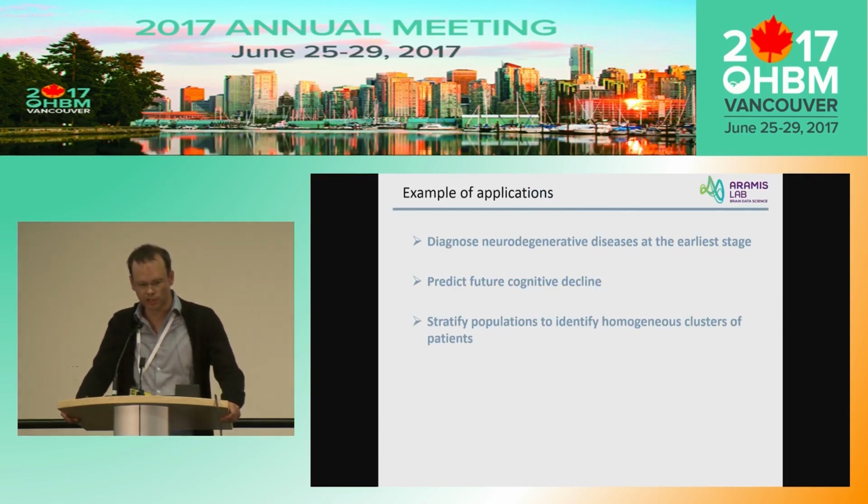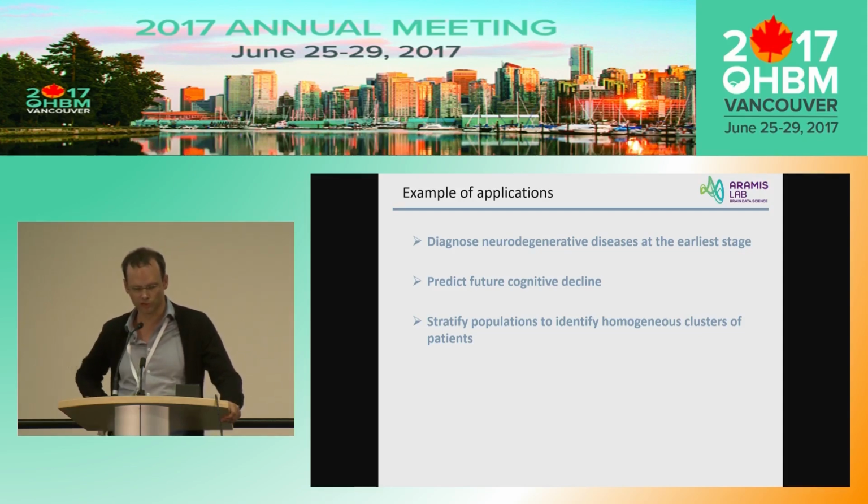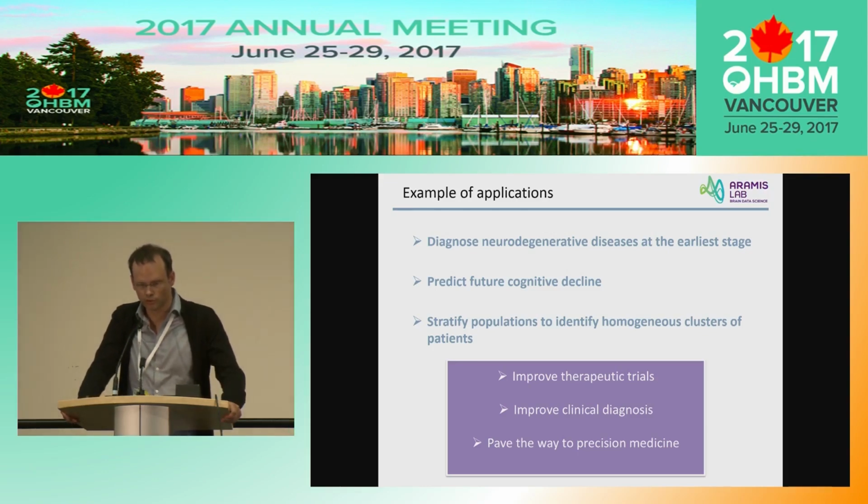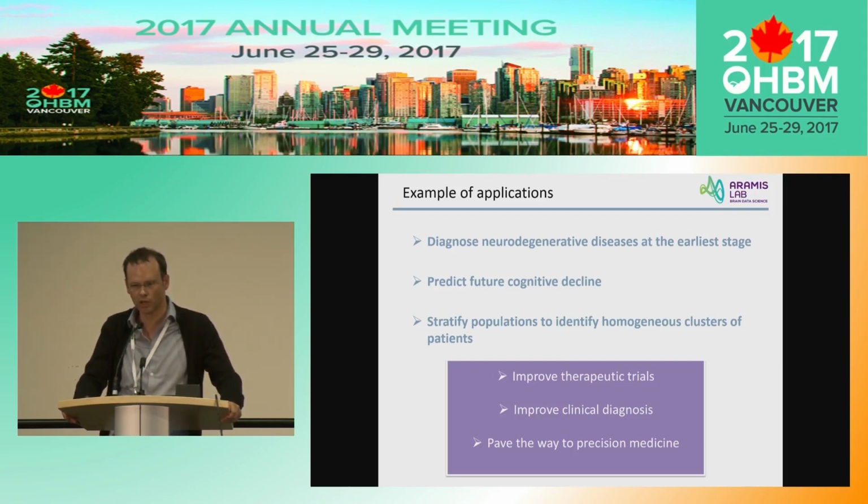So the main types of applications would be to try to diagnose disease at an early stage, to try to predict future cognitive decline, or to try to stratify populations into more homogeneous clusters. This is important to improve therapeutic trials. For example, in neurodegenerative disease, it's very likely that if trials are to be successful, they need to be applied at the very earliest stage, probably pre-symptomatic, but then you would need to be able to identify the patients that will rapidly evolve to disease in order to include them in the trial. This could improve clinical diagnosis as well and develop precision medicine.